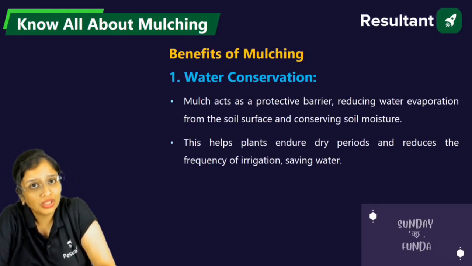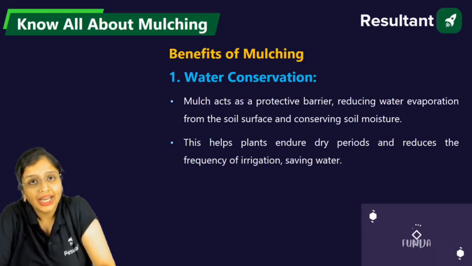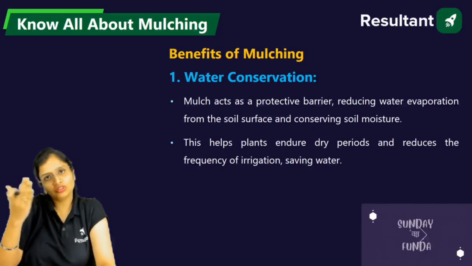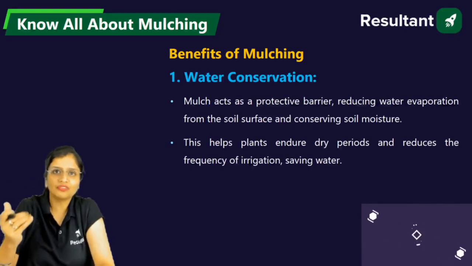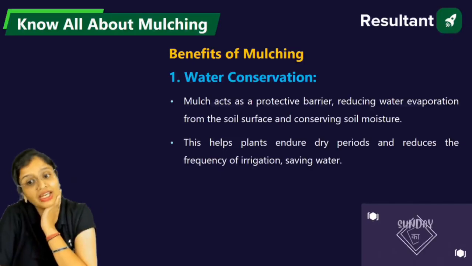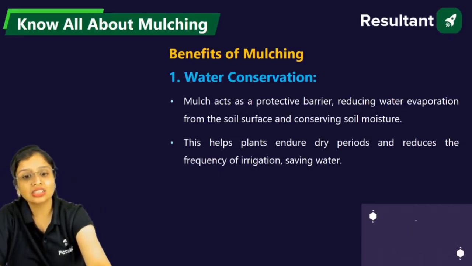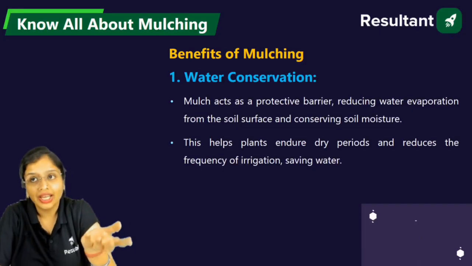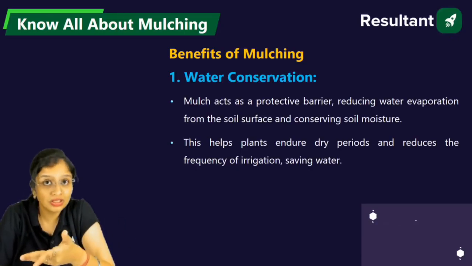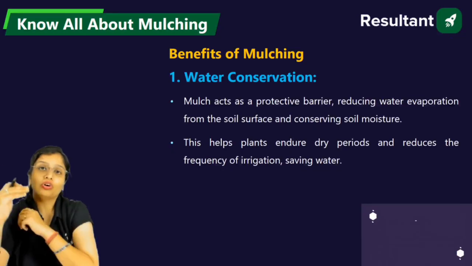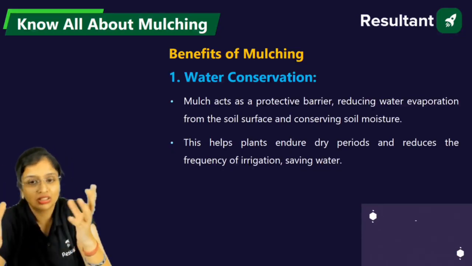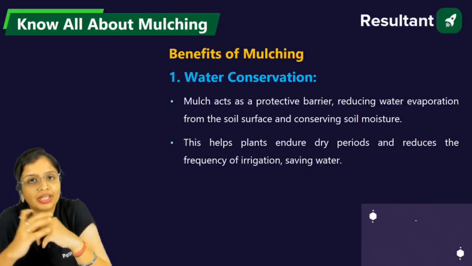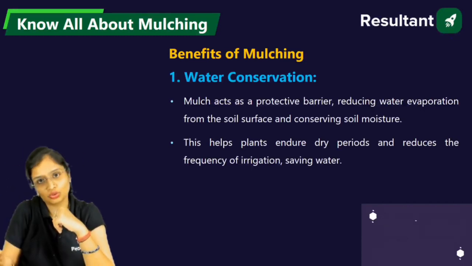Benefits, as I told you: water conservation. It will retain the soil moisture and reduce evaporation, because you know that evaporation is the process of conversion of liquid to vapor state at the surface. There is a considerable amount of evaporation, so it's not like 2-3% which you can ignore. Evaporation can even exceed 50% in summers. So if you go for mulching, it will help you conserve water, and when dry periods come, it will help retain the soil moisture, which is beneficial for the growth of plants.